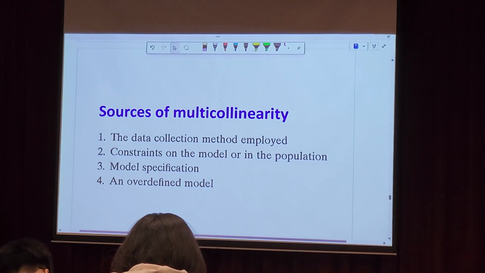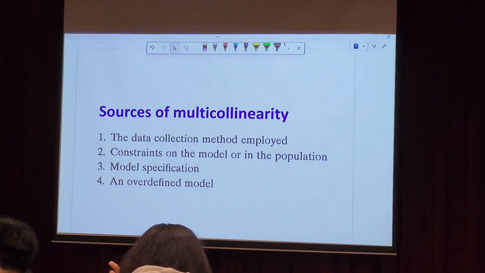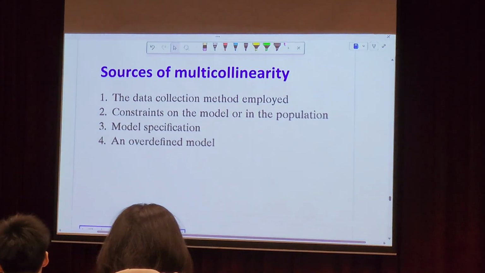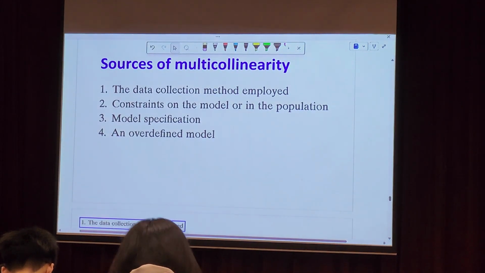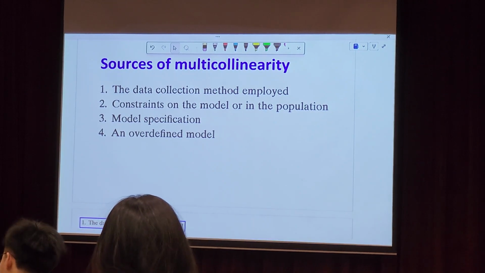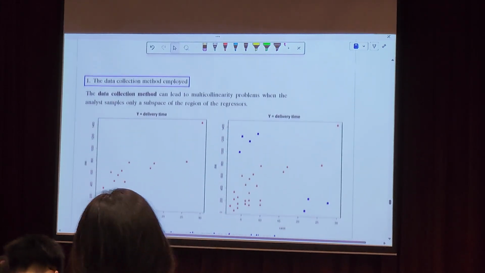Okay. Now I'm going to go on. What have I done? I showed you two connections between these eigenvalues and multicollinearity. And then I showed you one example. Now let's study the sources of multicollinearity. One is data collection method. One is because of the constraint of the model. Third is model specification. Four is an overdefined model.